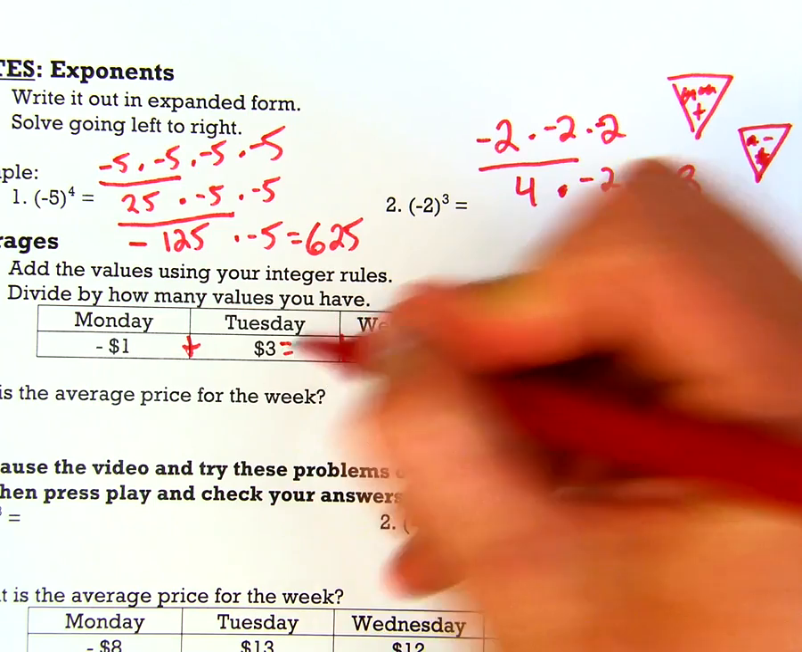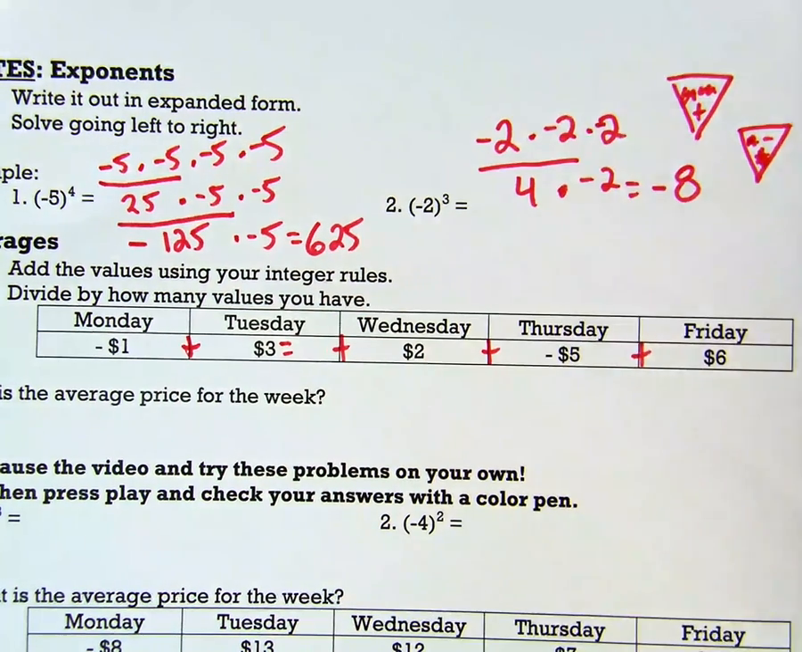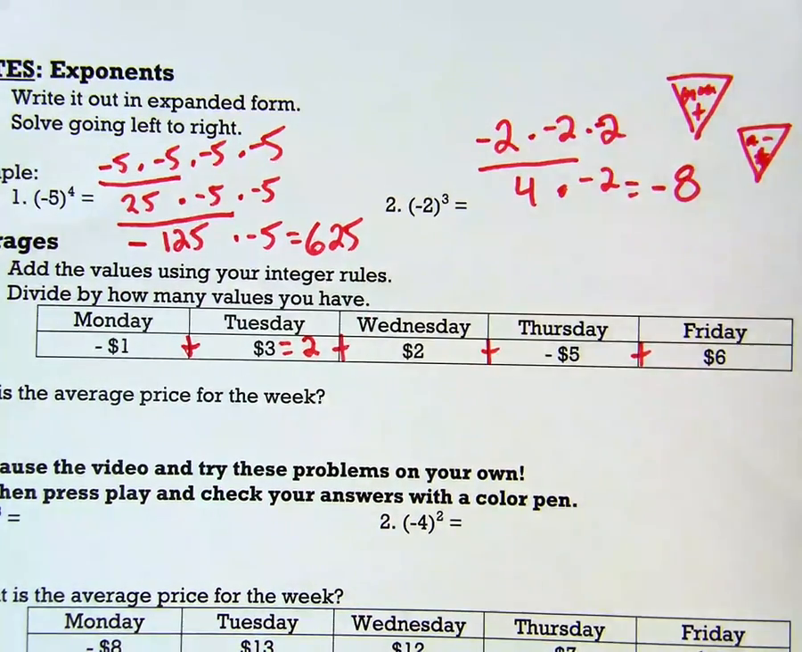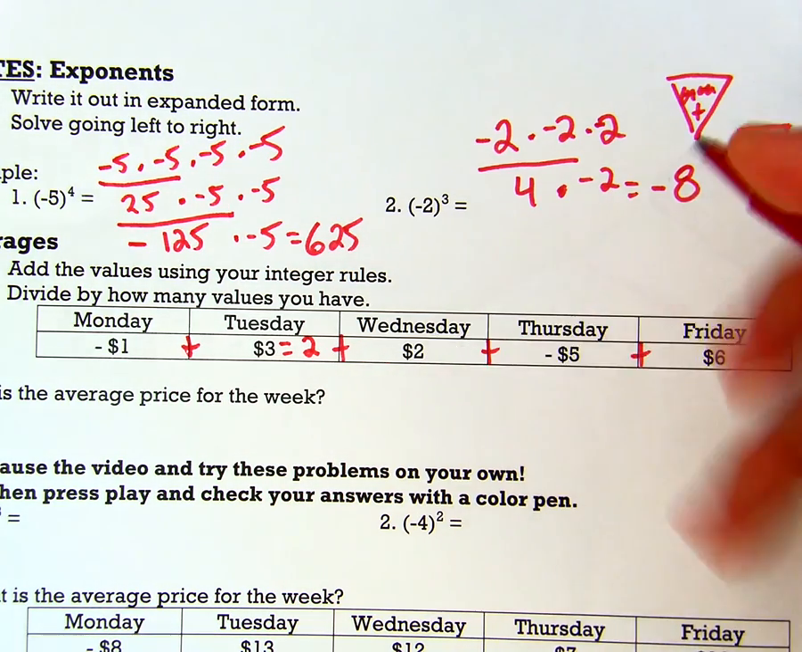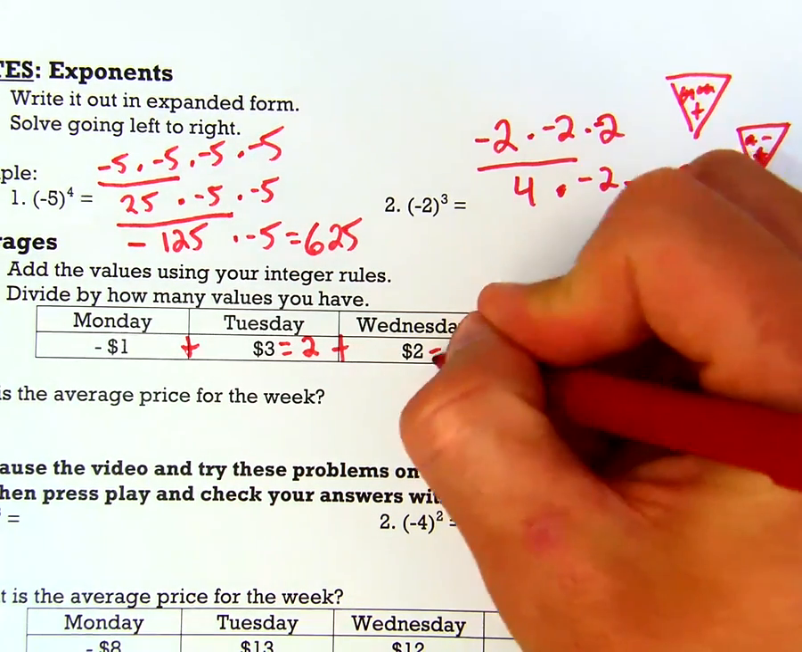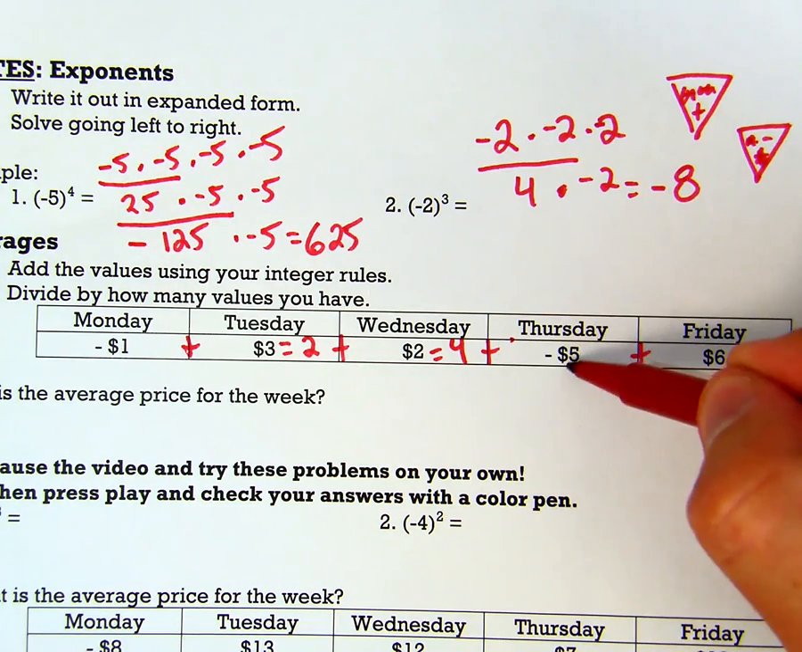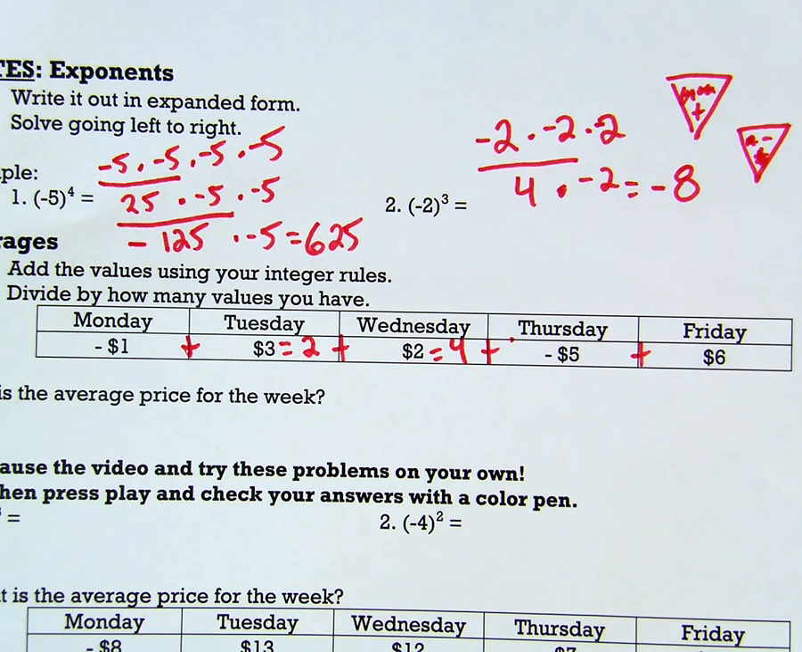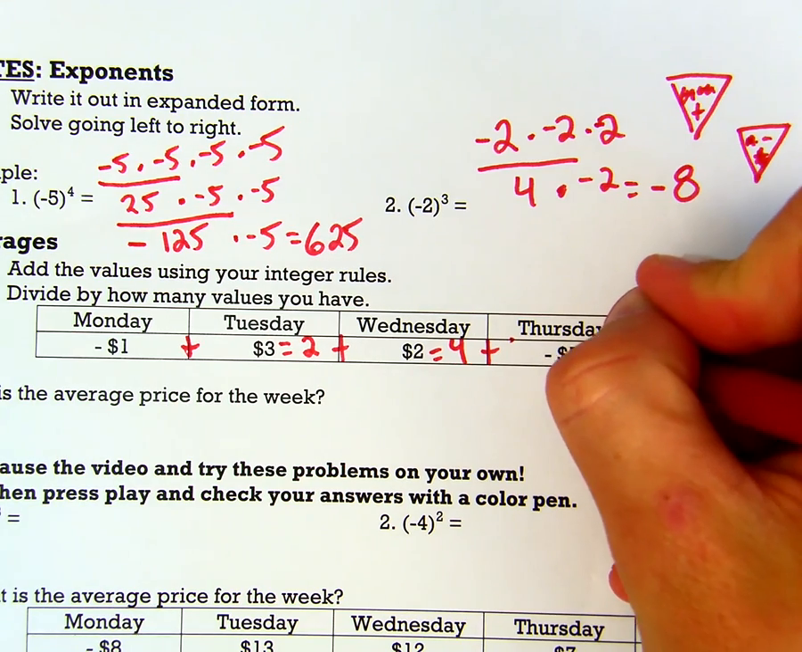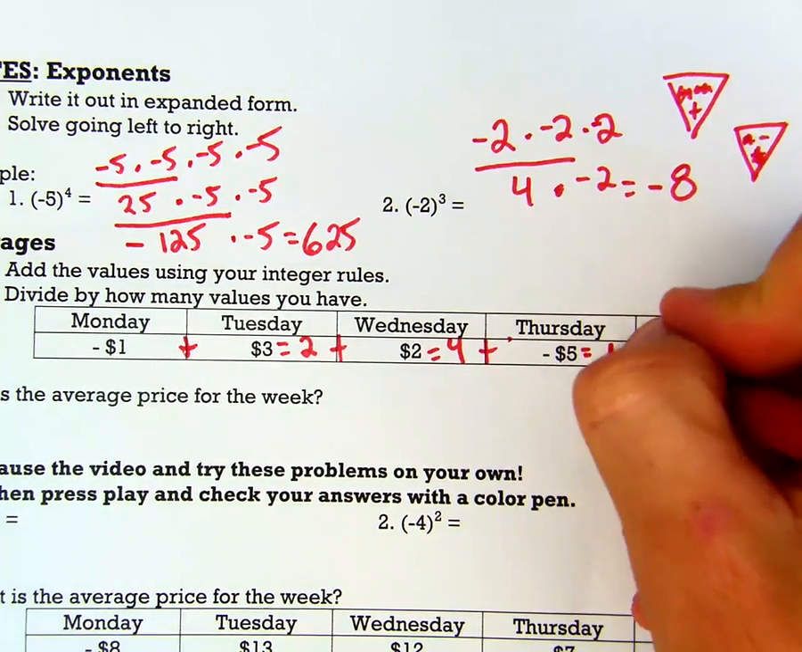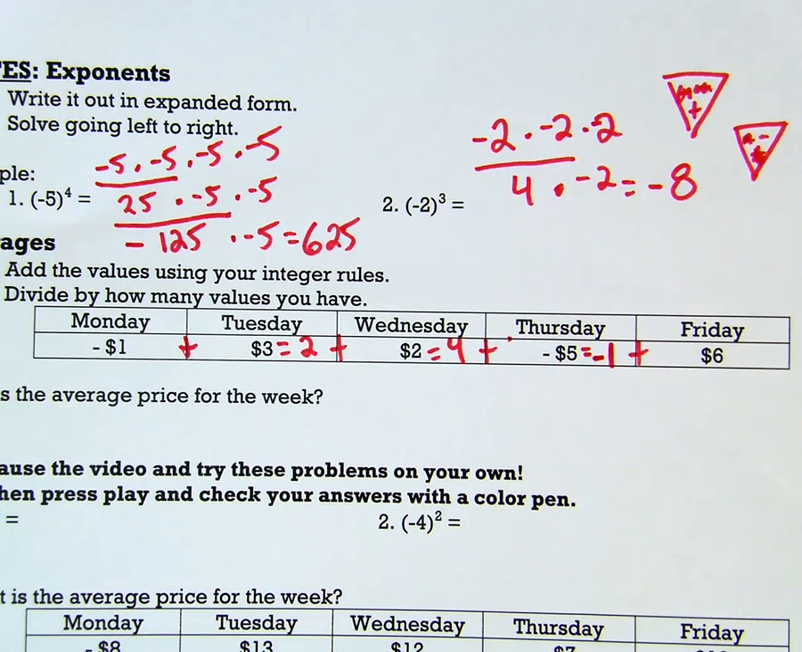So the first thing I do is negative 1 plus 3. They have different symbols, so I'm going to subtract them, which gives me a 2. It's going to stay positive because 3 is larger than 1. Then I do 2 plus 2 is 4. Nice and easy. 4 plus negative 5. I have different symbols, a negative and a positive, which means I'm going to subtract them. So 5 minus 4 is 1. My 5 has the greater value than the 4, which means I'm going to go ahead and do negative 1.